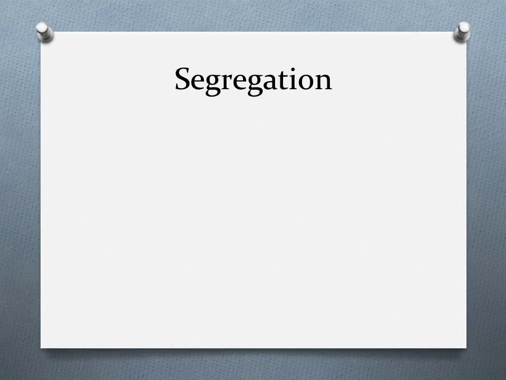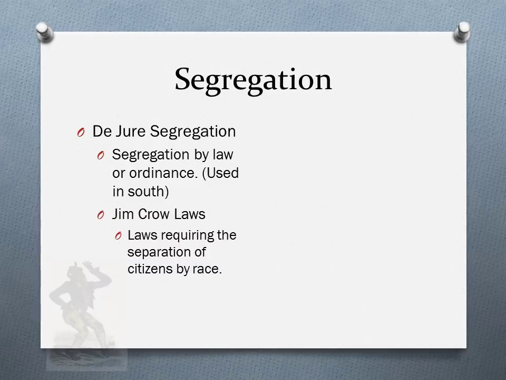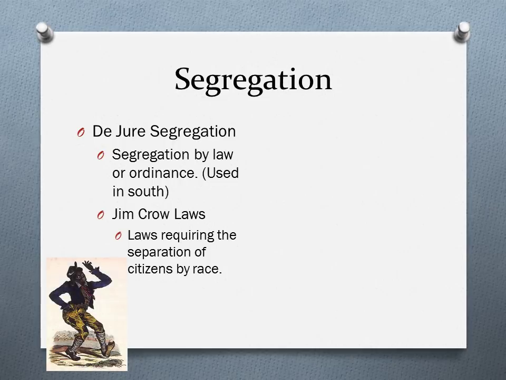The history of segregation in the United States is a long and storied one that has actually come in two forms, the first of which is known as de jure segregation. This is segregation that is made by law or force. This, of course, was the type of segregation that was imposed in the southern part of the United States, in which laws known as the Jim Crow laws were put in place, requiring the separation of its people by race.